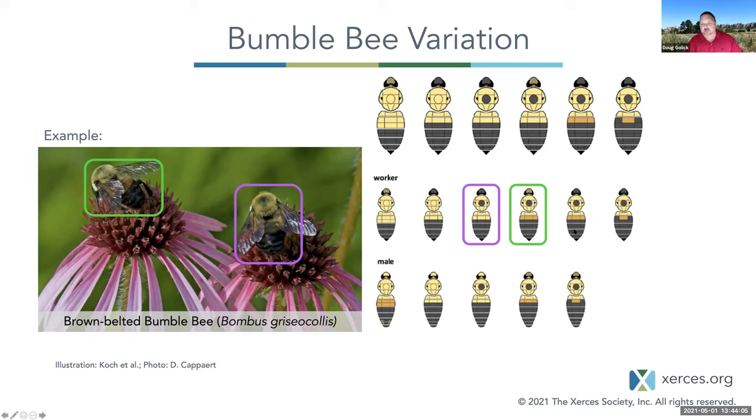Within workers, there's quite a bit of variation as well. So you can have some variation even within species of coloration. What's fortunate about Nebraska is most of our species are pretty equally distinguished from each other. There's only a couple species that are really close in appearance in each particular group.